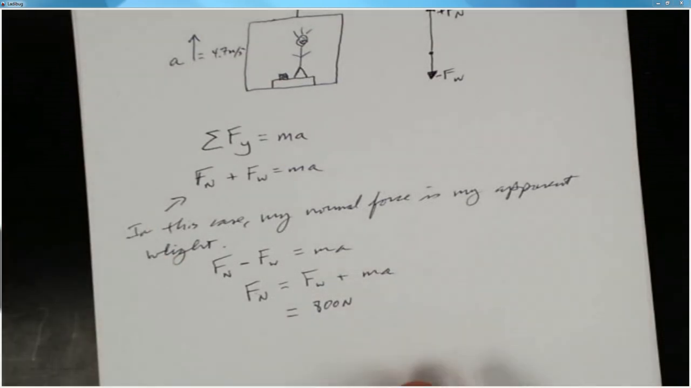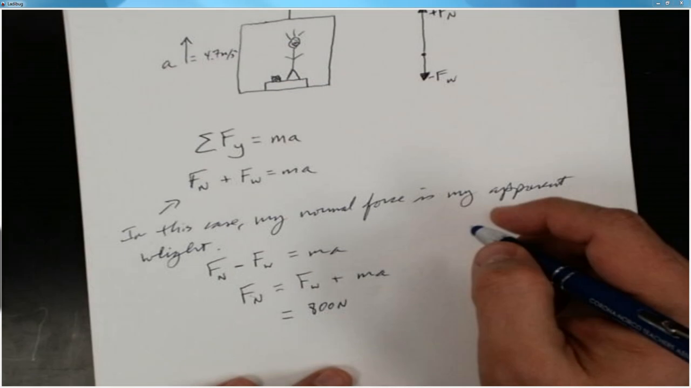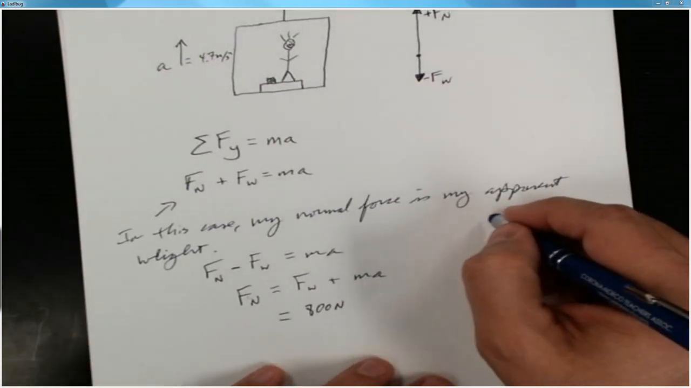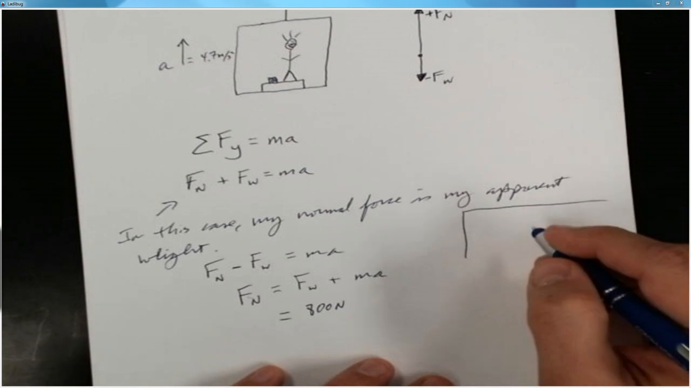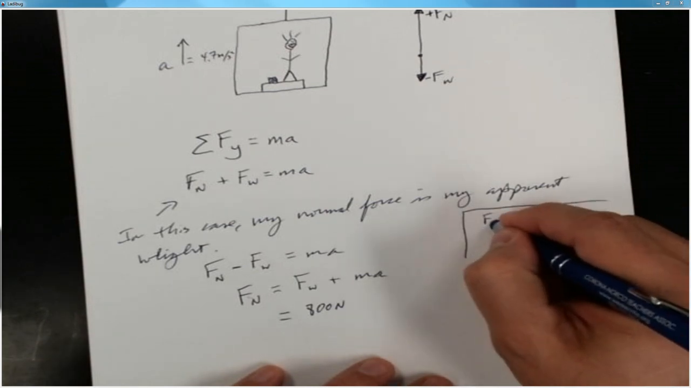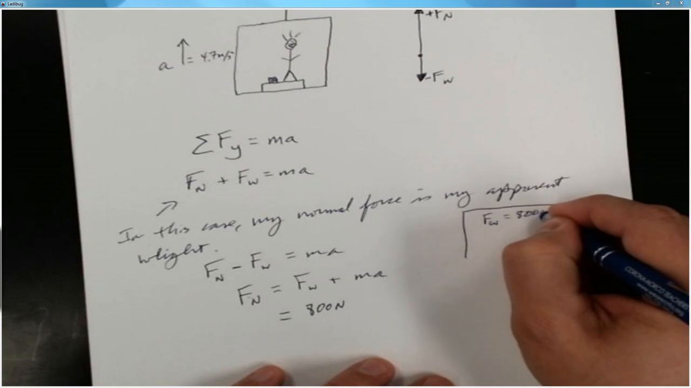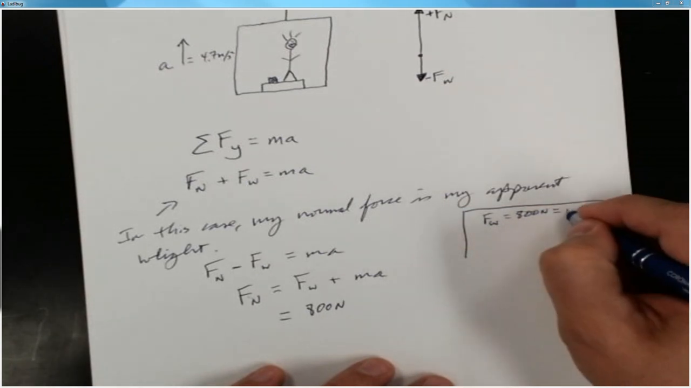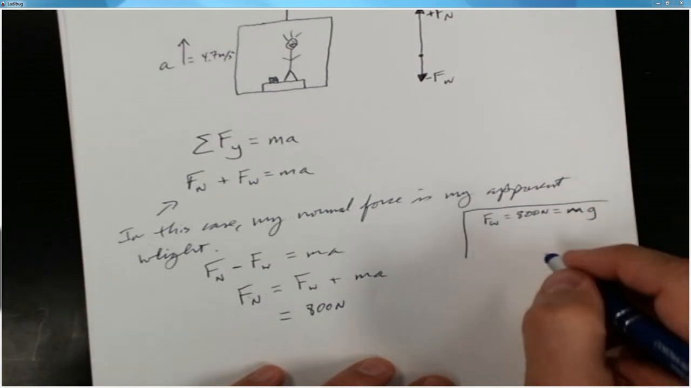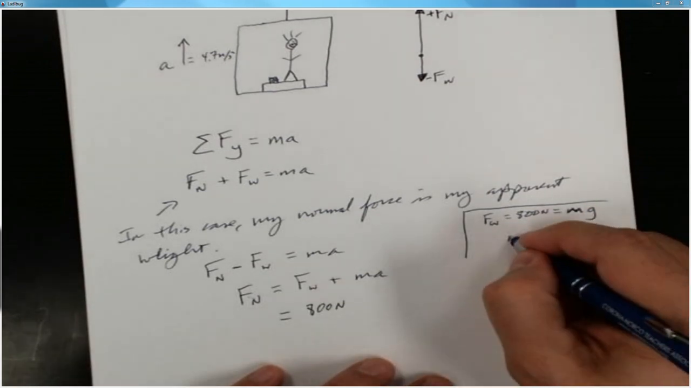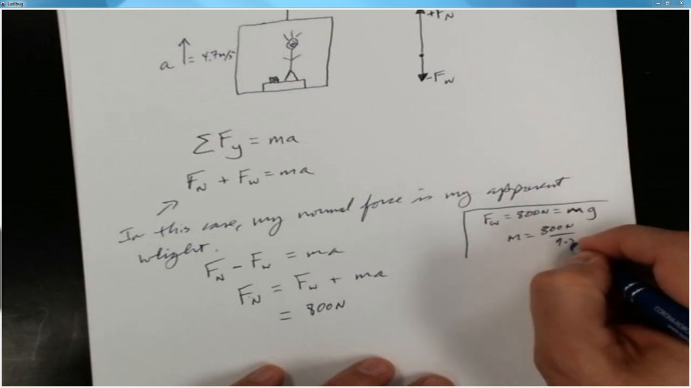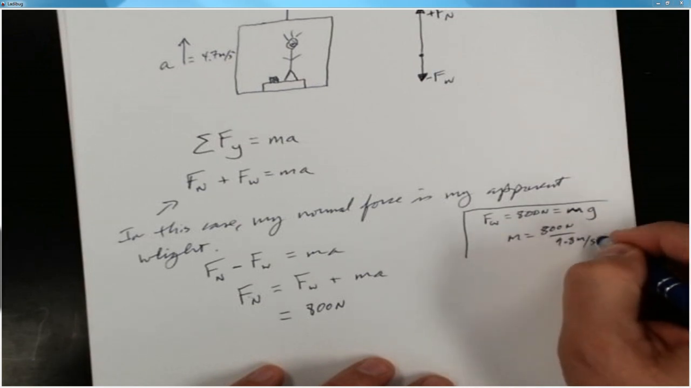And there's stuff I didn't do with you before. We didn't figure out how much mass was inside the guy yet. So let's do that over here on the side. I'll just make a little box. So if the guy's weight is 800 newtons and weight is equal to mg, then if I want to know m, m is going to be 800 newtons divided by 9.8 meters per second squared.